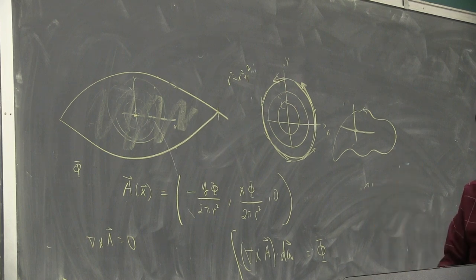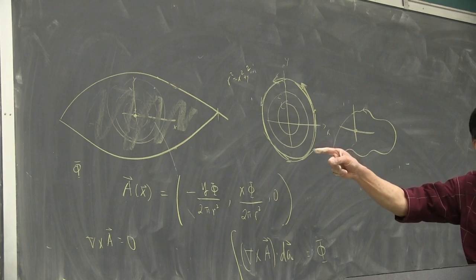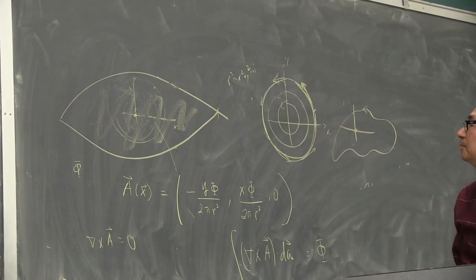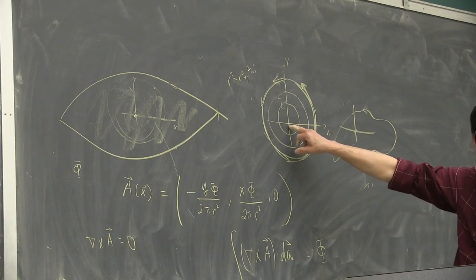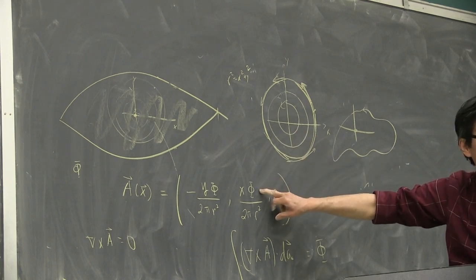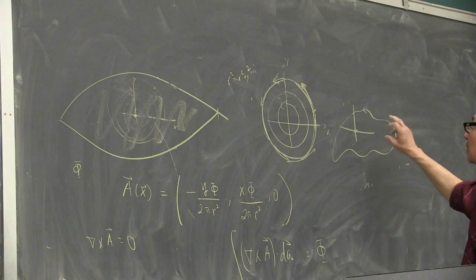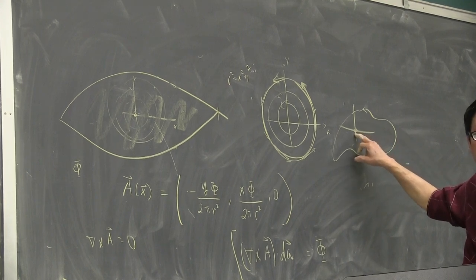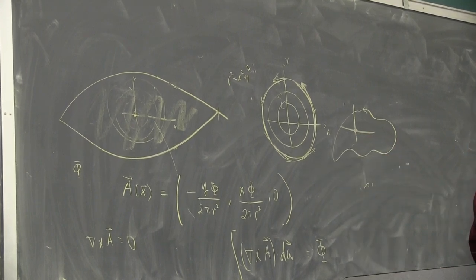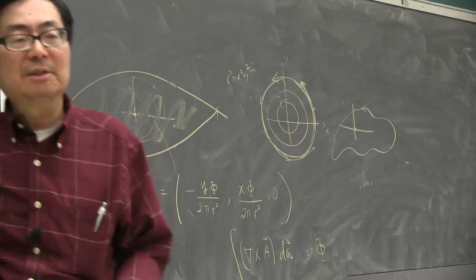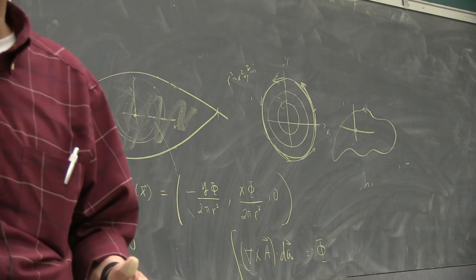Go home and show that also. Show three things. The curl of this is equal to 0 everywhere except at the origin. The loop integral of A dot dl over a circle with the center of the circle at the origin is equal to big phi. The loop integral of any loop enclosing the circle is also equal to phi. So as long as that loop encloses the origin, the loop integral doesn't depend on the shape of the loop. A very interesting thing.